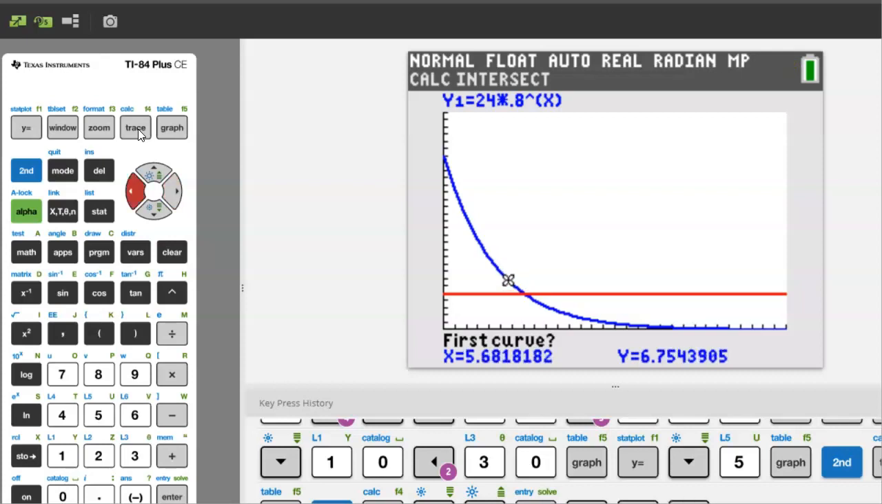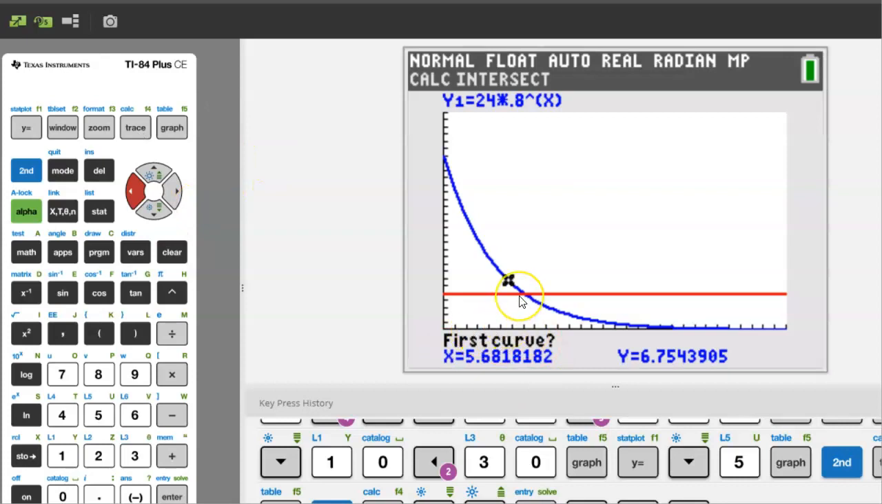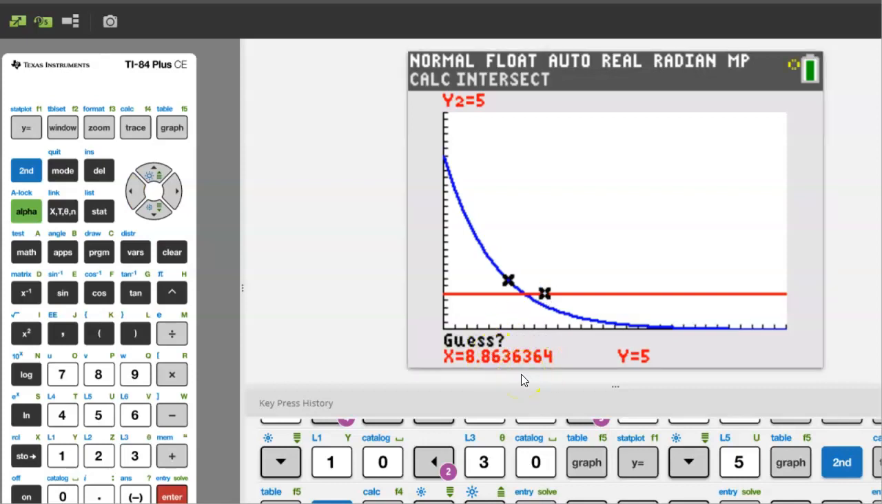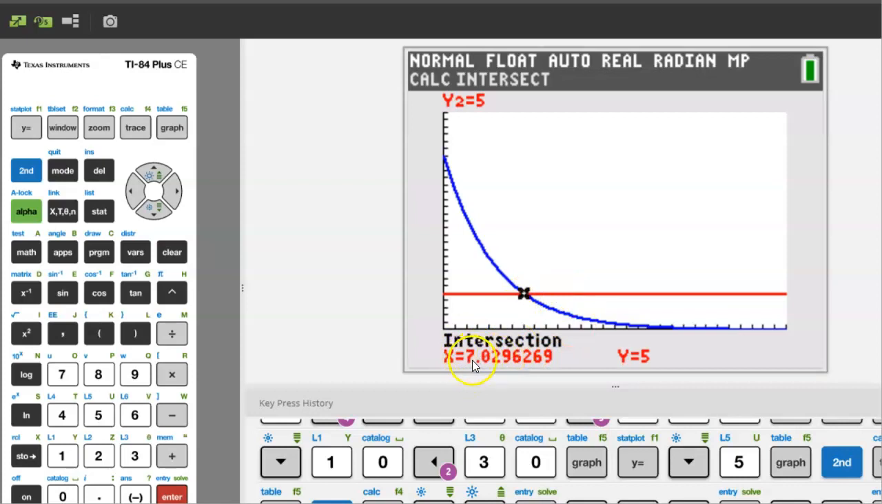We're going to set this cursor somewhere to the left of that intersection point. And then notice how right now it says first curve. And when I hit enter, it puts a new cursor on the other line. And so now we want to enclose, we want to make sure that we have one of those cursors to the left of the intersection and now one to the right of the intersection, and hit enter. It says guess down here. Now we're going to hit enter one more time, and now it puts it right on the intersection. So a little after 7 years is when the car would be worth $5,000.